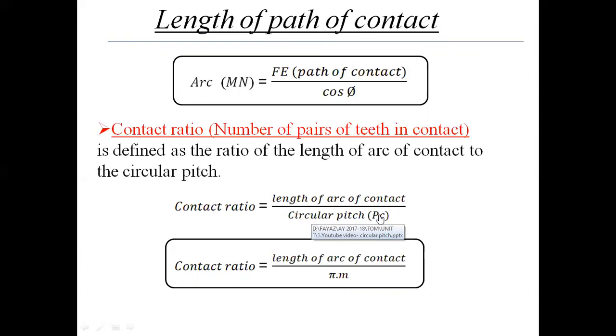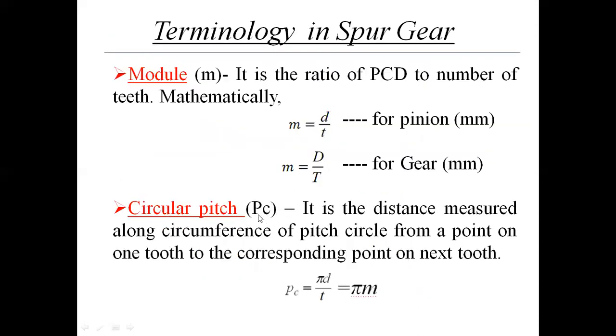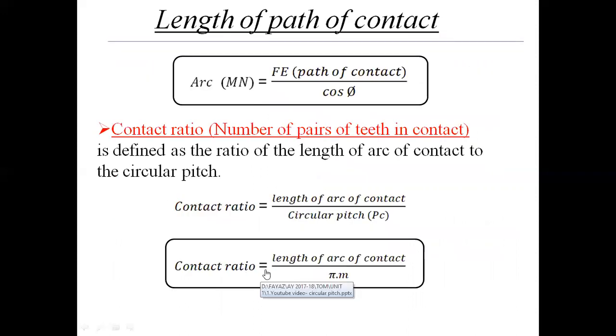And in the previous lecture, we have already discussed the circular pitch. This is the circular pitch. The definition of circular pitch is the distance measured along the circumference of this circle from a point on one tooth to the corresponding point on the next tooth. So circular pitch will become pi into m, pi into module. So the formula for contact ratio is length of arc of contact divided by pi into module.